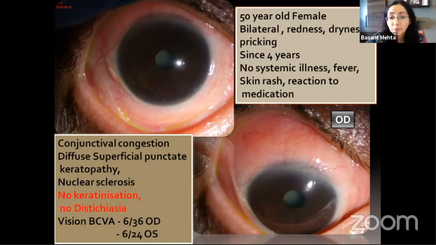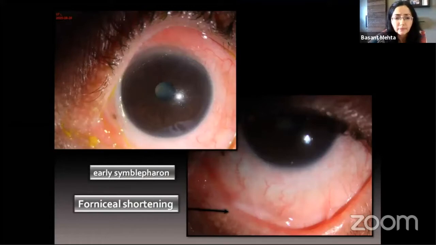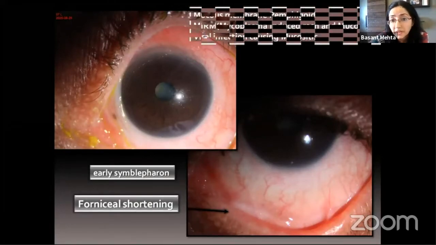Definitely. Yeah, so this was the 4th patient. She's a 50-year-old female with bilateral redness, dryness, pricking since 4 years. No history of systemic illness, no fever, no skin rash, no reaction to any medication. And she's come with conjunctival congestion in both the eyes, superficial punctate keratopathy. There is cataract. There is no keratinization of the lid margins, no distichiasis. She had early symblepharon formation and there is fornicial shortening.